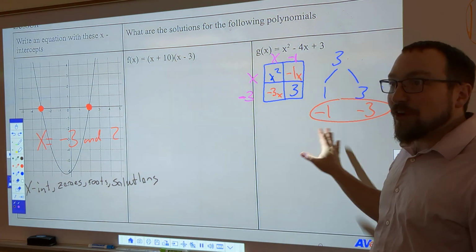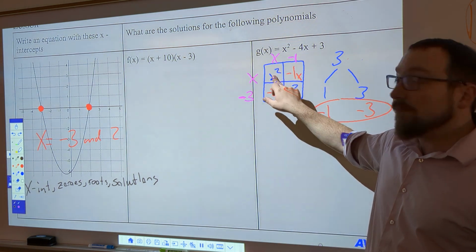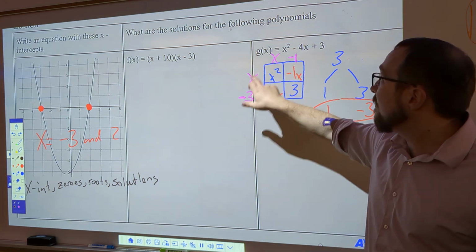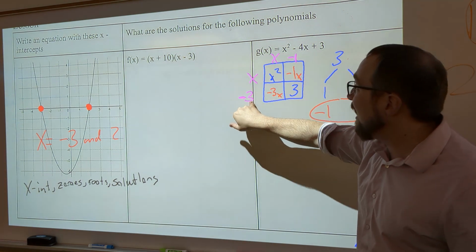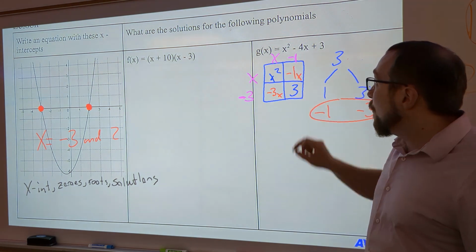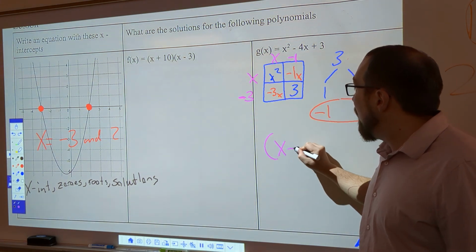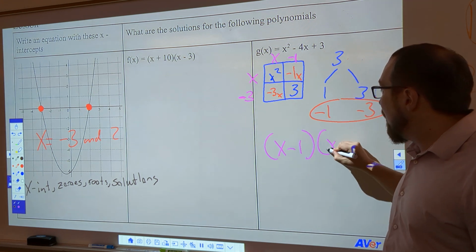So let's check to make sure everything works again. Every time I make a change, I should check everything. This times this equals this. This times this equals this. Good. This times this equals this. Good. What about negative 3 and negative 1 equals 3? Yes, that also works. So our factored version of this would be x minus 1 and x minus 3.